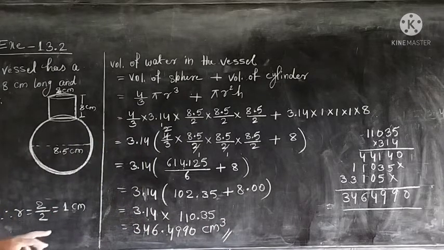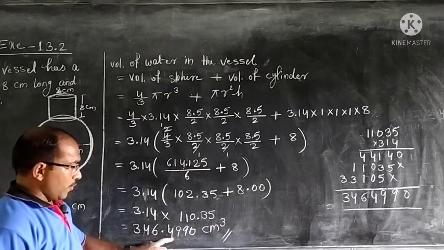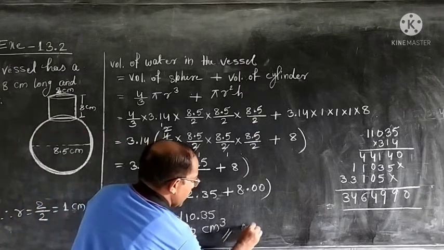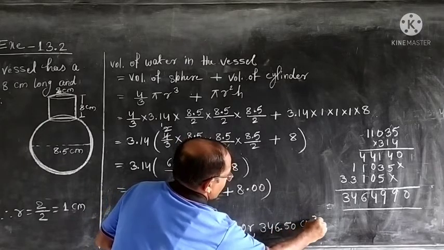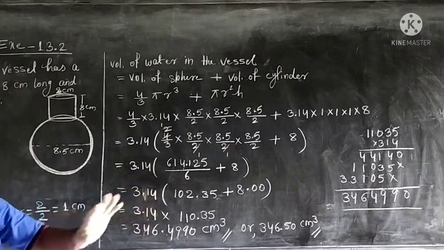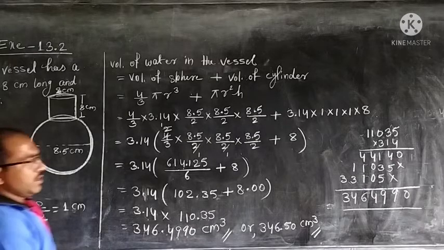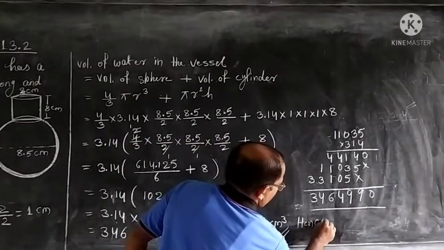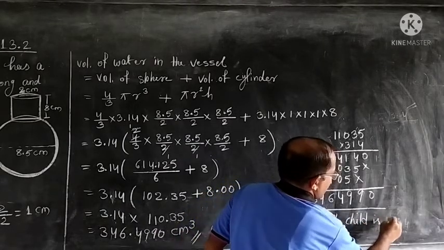That means we can take this value 346.499, that means 499 approximate value, we can take 346.50 centimeter cube. This is what we calculated. We found the volume of water is approximately 346.50, but the child got the answer 345. So, how shall we conclude? We will conclude that, hence, the child is incorrect.